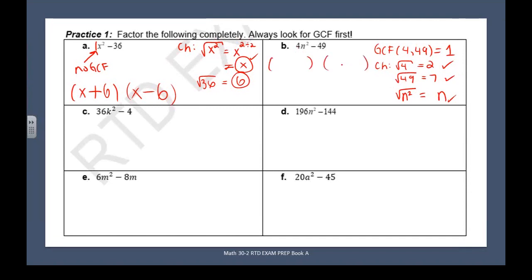So let's factor that. The square root of 4 we said was 2, and the square root of n squared is n. So I have 2n and 2n. The square root of 49 we said was 7, so I put a 7 there, and then I just add one set and subtract the other.